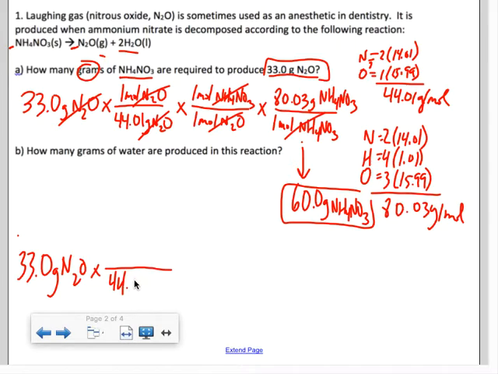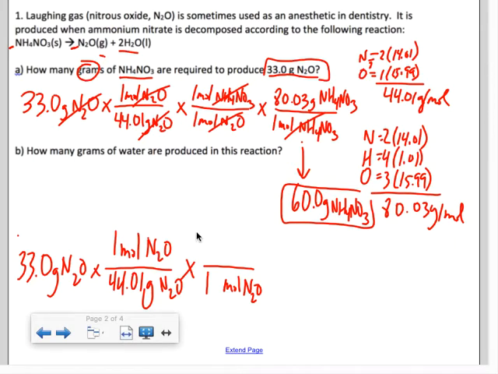So the molar mass of N2O is 44.01 grams. That's equivalent to 1 mole of N2O. I'm in moles of N2O, and I've got to get to water, so I'm going to use the mole ratio. So N2O, I'm in moles of it. That's going to go on the bottom. I'm going to put a 1 in front because that 1 is right here in that chemical equation. I'm going to water.